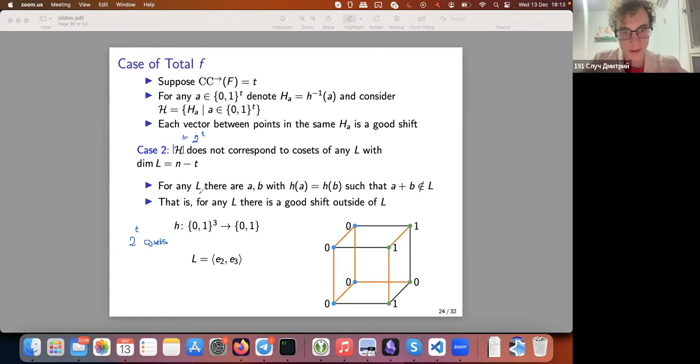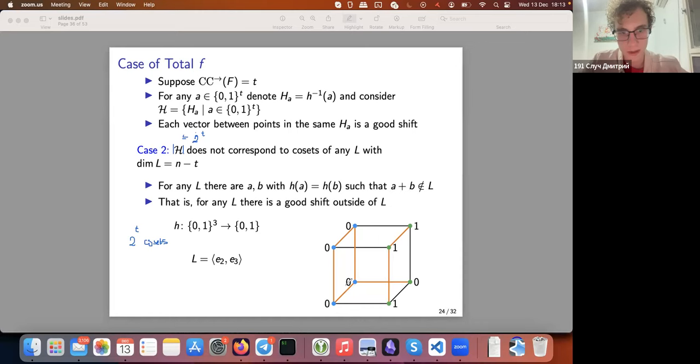And if such a class exists, there are 2 points with the same value of h, but lying in different cosets. And we can select the space L of that dimension in any way. Because of that, there is a good shift outside of any space L.